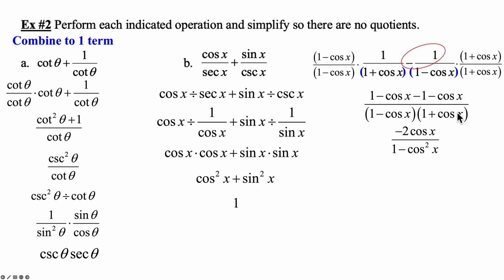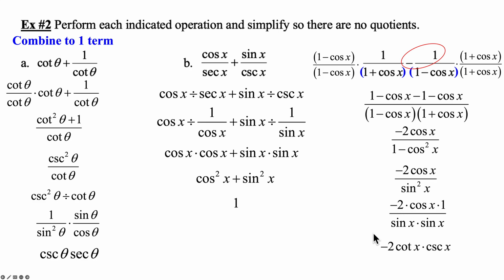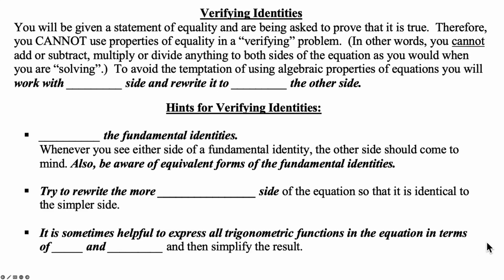You FOIL out the bottom. Remember, that will give you a difference of perfect squares. So just take the 1 and square it, minus square the cosine of x. Oh wait, that's going to be sine squared of x. That's part of my Pythagorean identities, manipulated, if you will. And now we're going to break down the top to a negative 2 times the cosine of x times a 1. So this 1 over sine of x, that will be cosecant of x. Cosine of x over sine of x will be cotangent of x, and the negative 2 will just factor that out and move it out front.